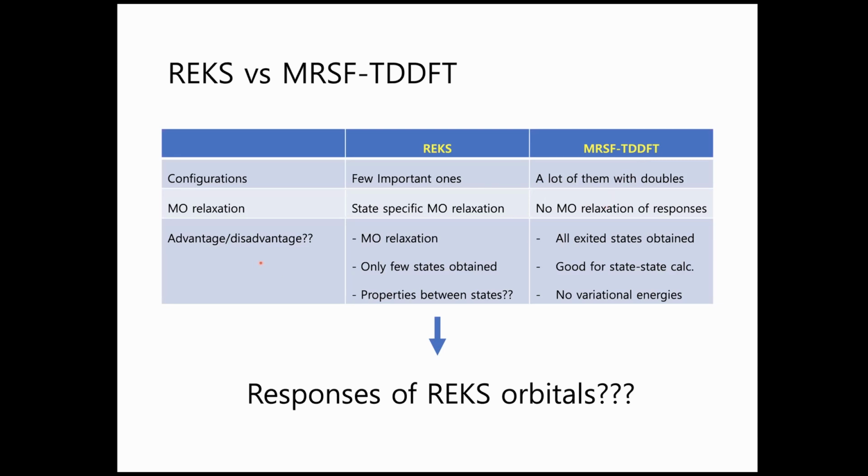So, advantage and disadvantage. Well, certainly REX has molecular orbital relaxation of any states. But because your expansion is limited, you only include a particular configuration. As a result, the number of possible states you can calculate is also limited by the number of expansion. If you have two configurations, you can calculate two states, something like that.